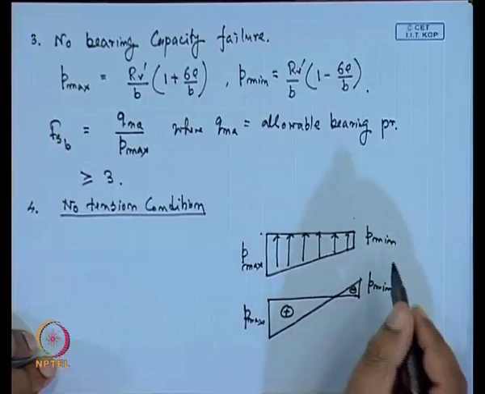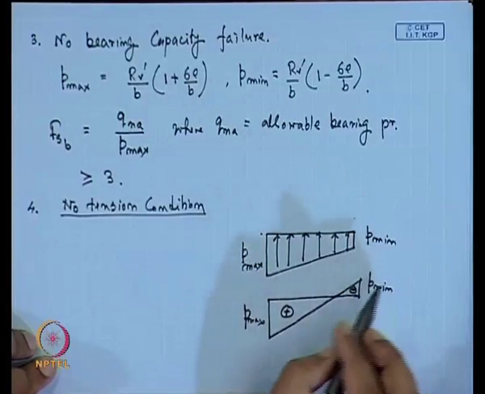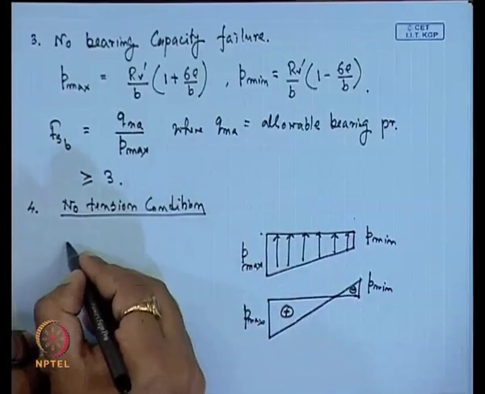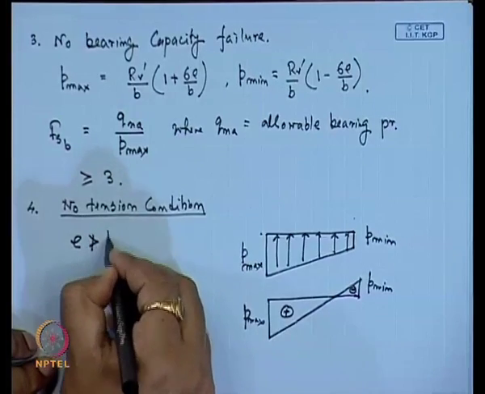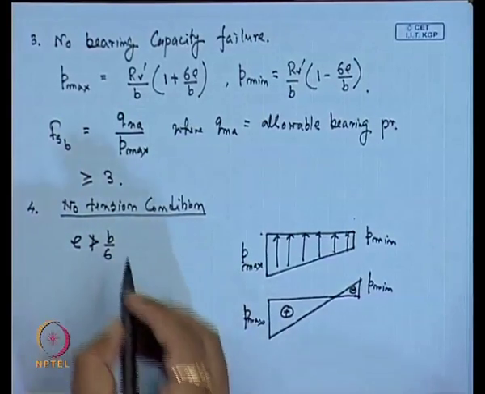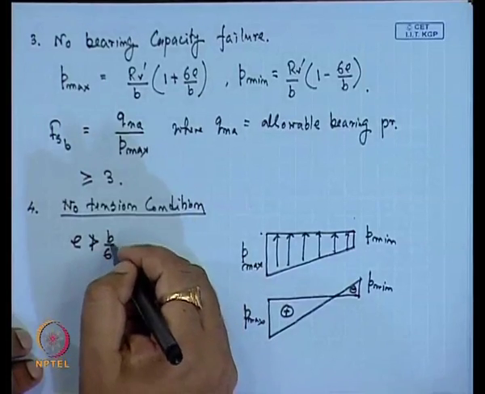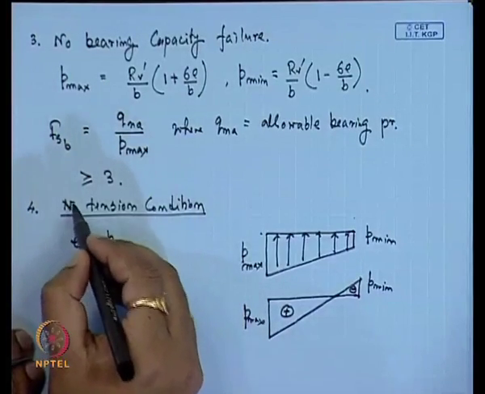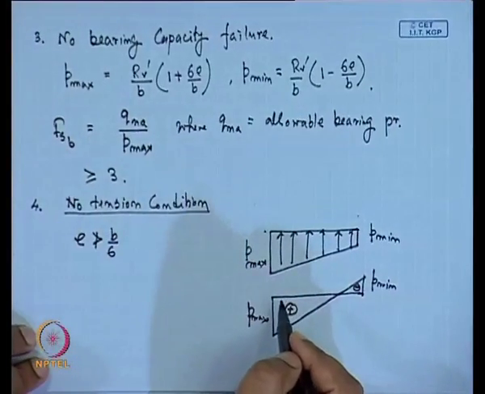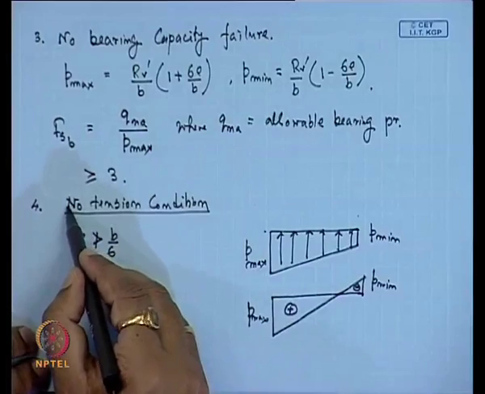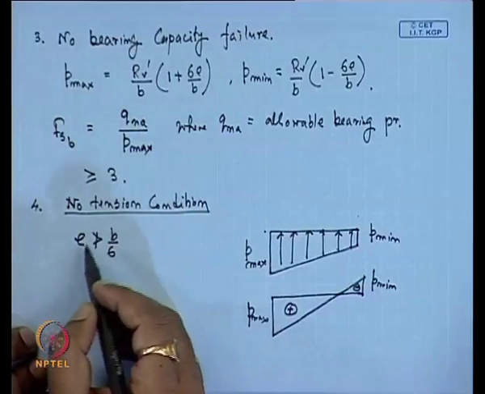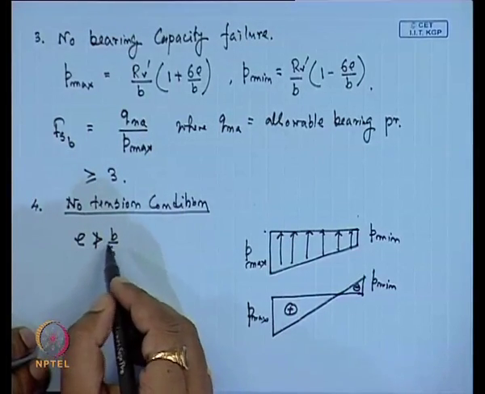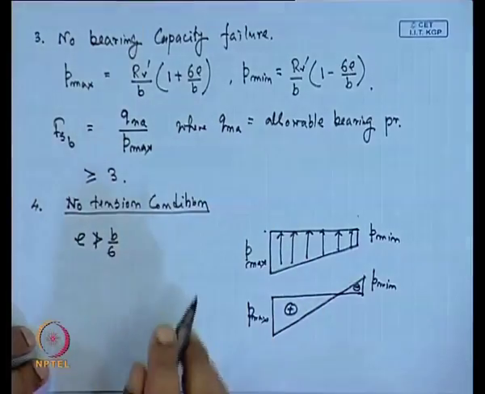If this type of situation arises, then you have to ensure the no tension condition, and the no tension condition occurs if E is greater than or equal to B by 6. So, if E is less than B by 6, then we have to redesign the dimension of the retaining wall to avoid the tension developed in the base of the retaining wall. So, for the no tension condition, E should be greater than or equal to B by 6. So, these are the 4 checks we have to do during the design of the retaining wall.